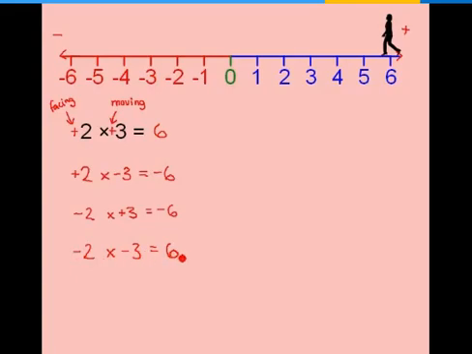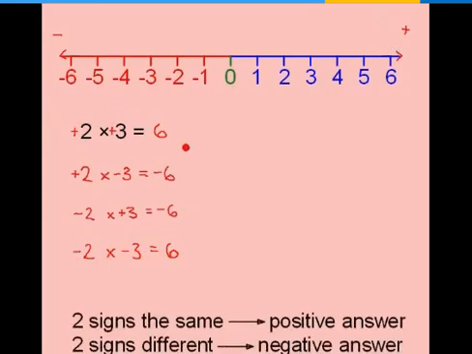We can now summarise this by noticing that if we've got 2 signs the same, like here and here, we end up with a positive answer. If the 2 signs are different, like here and here, then we end up with a negative answer.